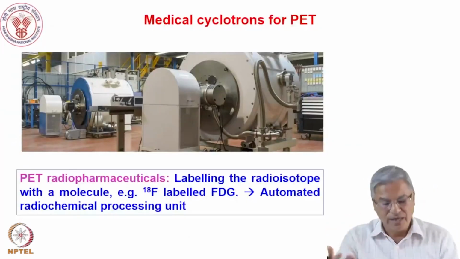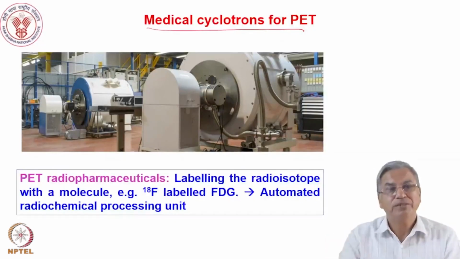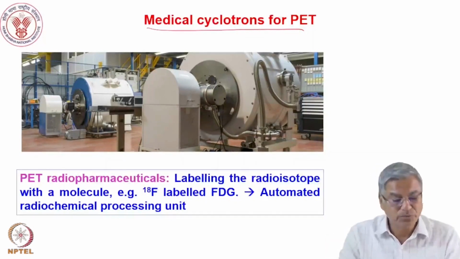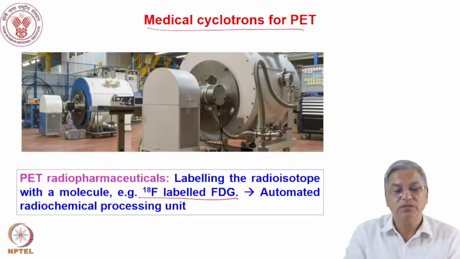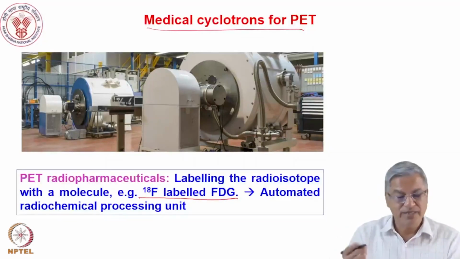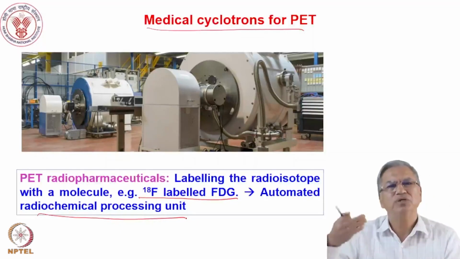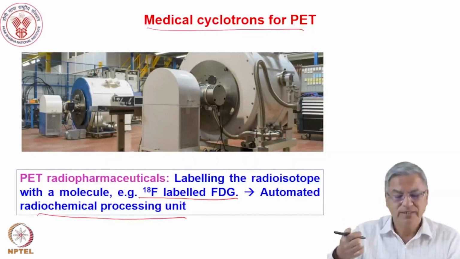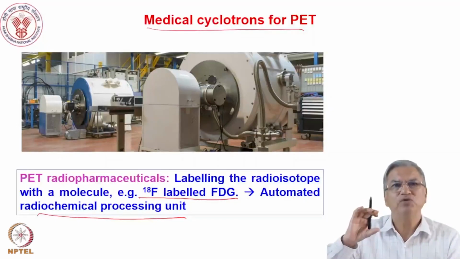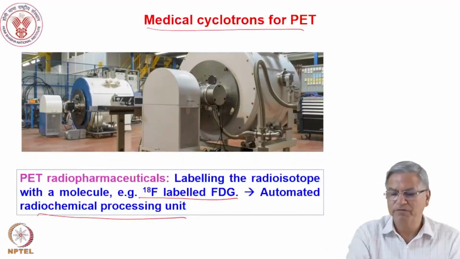And in the country, there are several PET cyclotrons now available. Private hospitals have their PET medical cyclotrons, and particularly F18 is produced in these cyclotrons. You have a 16 MeV proton beam bombarding H2O18 that gives you F18, and then there is an automated radiochemical processing unit wherein within a few seconds or few minutes you get the compound labeled with fluorine-18. Then it can be directly sent to hospitals for PET imaging. So these are the kinds of facilities that are available.